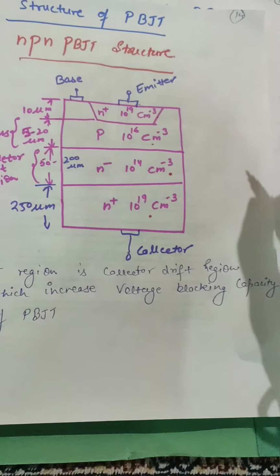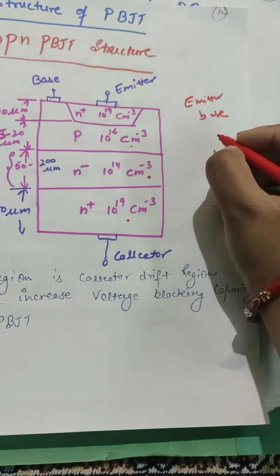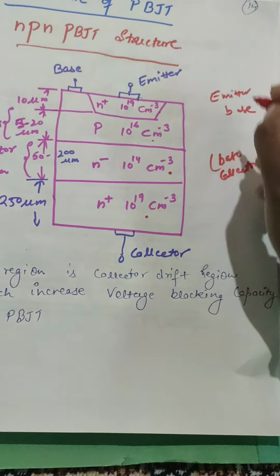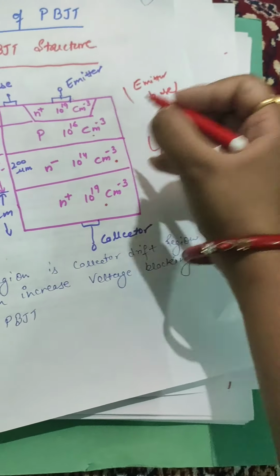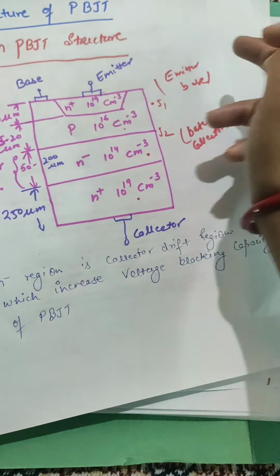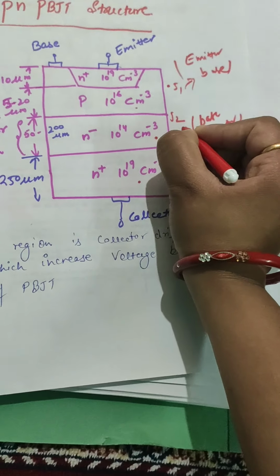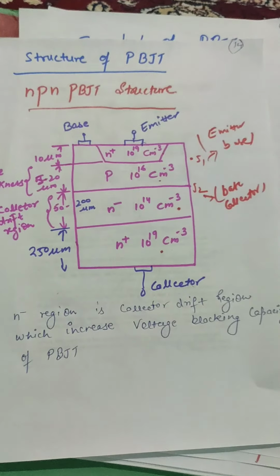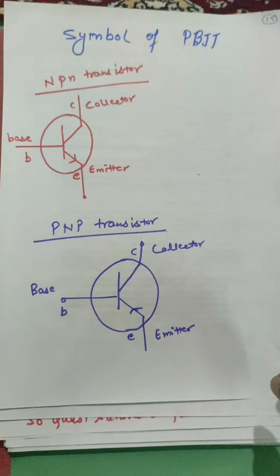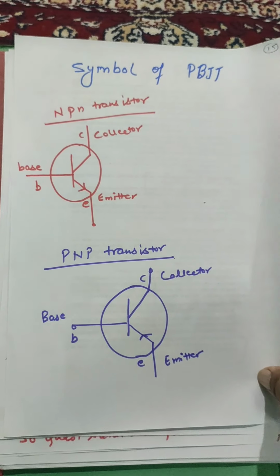We can see the first junction is the emitter base junction, and the second is the base collector junction. So junction 1 is this one and junction 2 is this one. Emitter base is J1 and base collector is J2. So it is a 3-layer, 2-junction device. So we can see the symbols of power BJTs, NPN and PNP transistors.